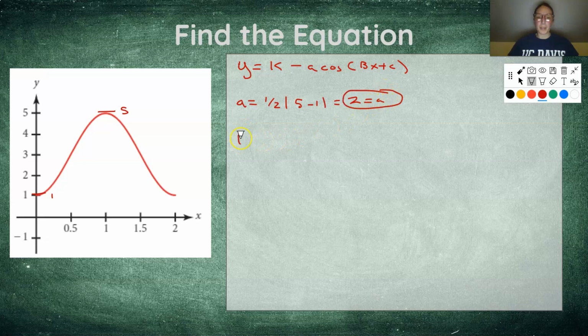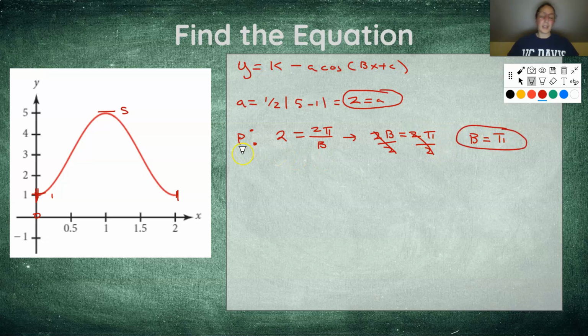Okay? Our period starts at 0 and ends at 2. So 0 to 2. So our period is 2. And so 2 is equal to 2 pi over b. That's how you figure out your b. You find your period visually, and then you set it equal to 2 pi over b. Solve for b. Multiply b on both sides, so we get 2b equals 2 pi. Divide by 2, divide by 2. b is equal to pi.